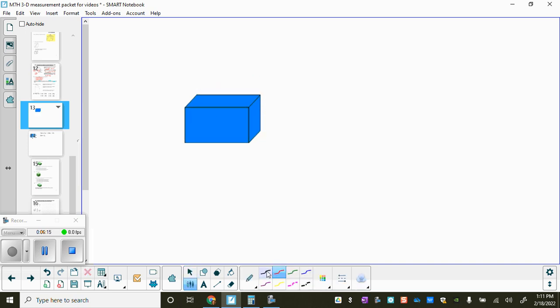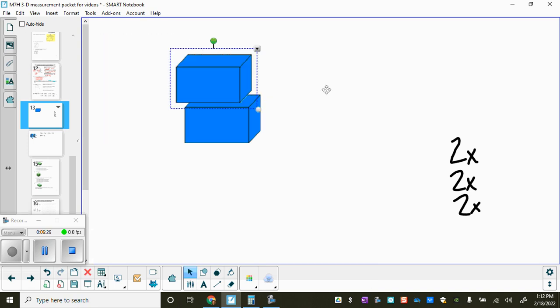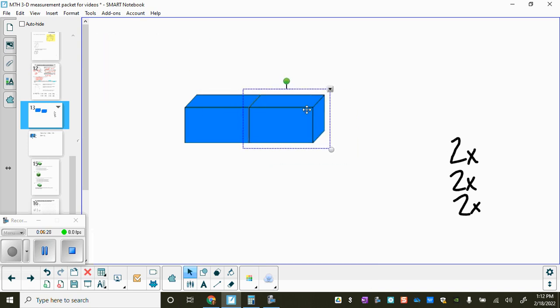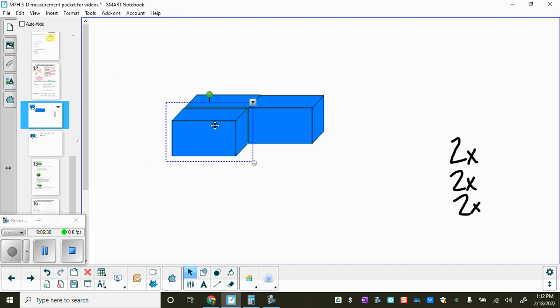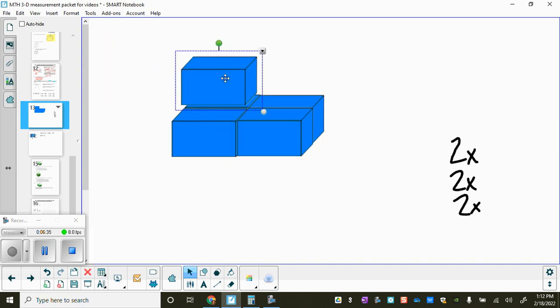If I go back to this original box and I say, all right, let's do all of these things. I'm going to double the length, I'm going to double the width, and I'm going to double the height. All of them are going to get twice as much. So I'm going to go twice as long, okay? I'm going to go twice as wide. And now I'm going to go twice as tall.